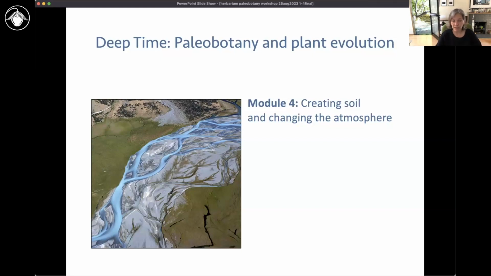So what I'm going to talk about now is a little bit about paleobotany, but also how they changed our planet, and especially creating the soil, and by photosynthesizing a lot, how they changed the atmosphere so much that we ended up in an ice age.